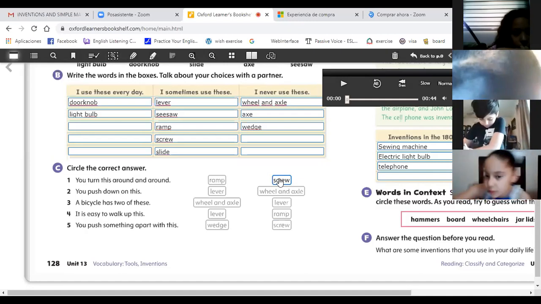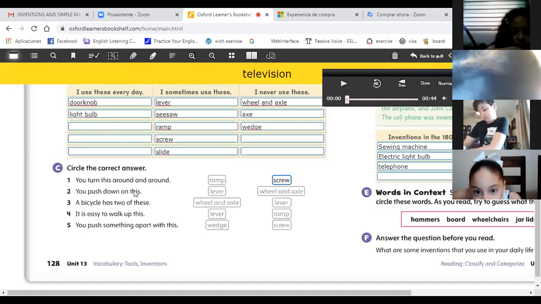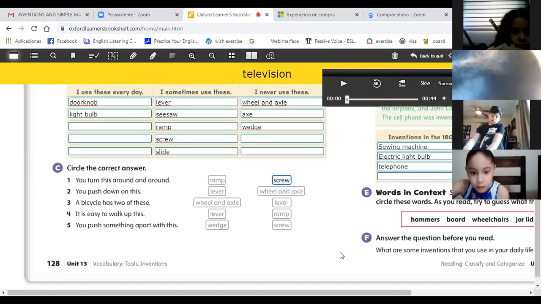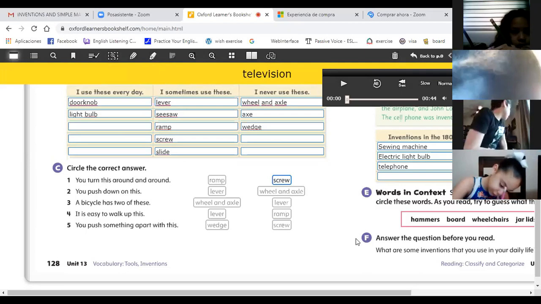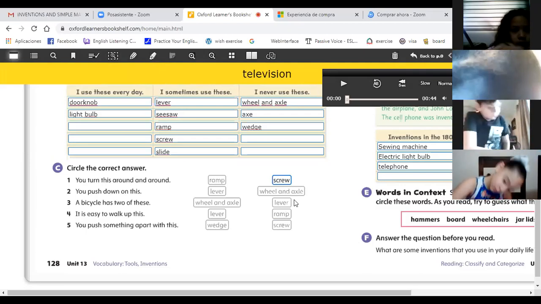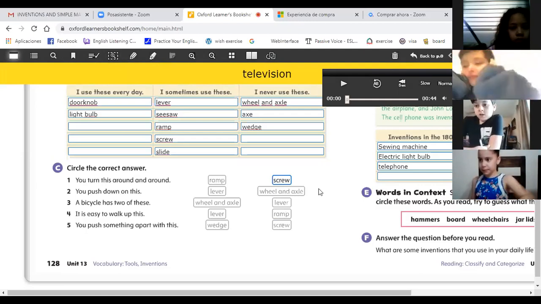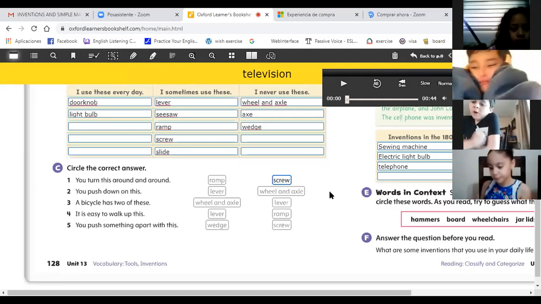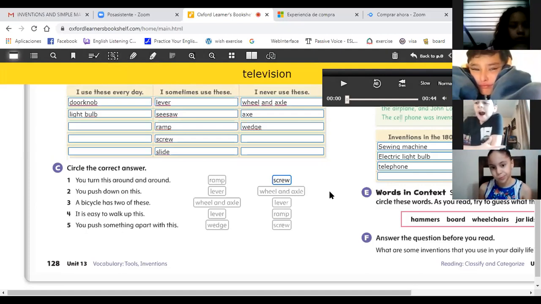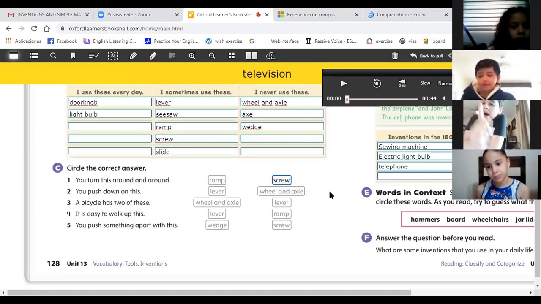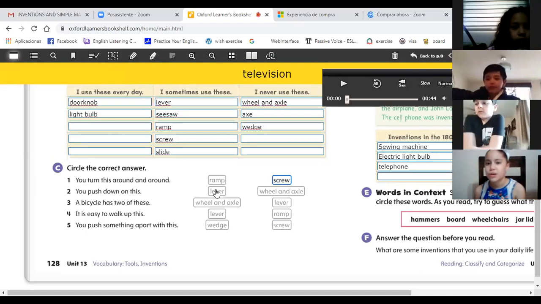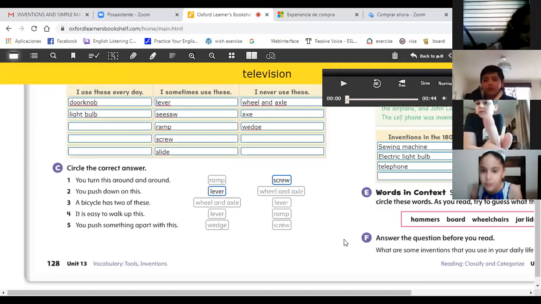Patricia. Thank you, Patricia. Number 2, you push down on this. You make an effort to move. It's so hard to move. You push down on this. Lever or wheel and axle? Wheel and axle. Okay, now listen. You push down, up. Lever. Lever, excellent. Thank you so much.